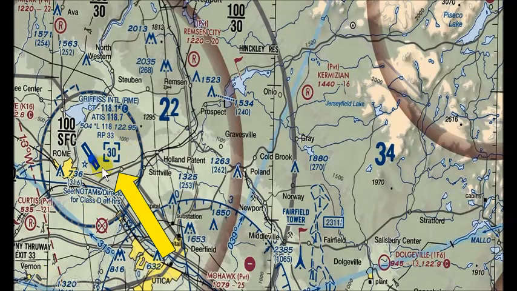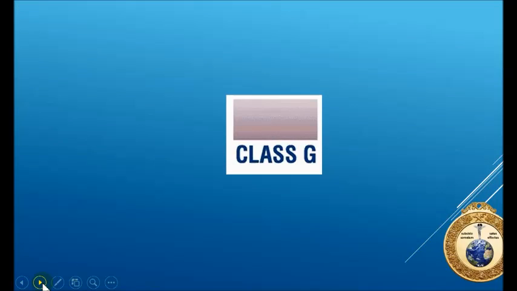Here, Griffiths Air Force Base, 3,000 feet is the vertical limit of the Class Delta airspace, Class G. I really couldn't find any Class E starting at 700 feet that was connected to Class G, but I will look for that.